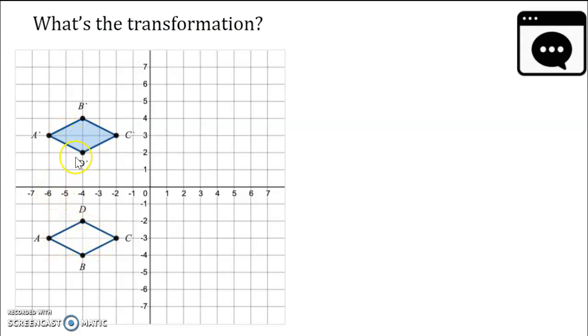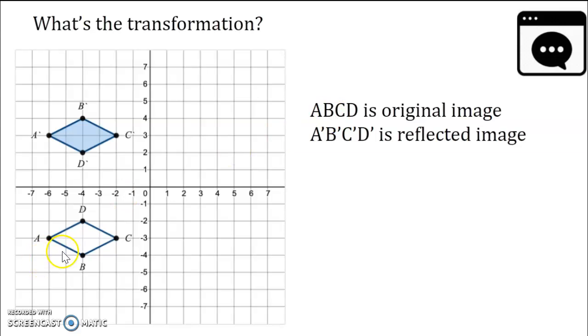Is that what happened? Well, if it just slid down, or slid up actually, because this is the origin, if it just slid up, the bottom diamond should be a B prime, not D prime. So it's not a translation, okay? A, B, C, D is the original image, A prime, B prime, C prime, D prime is the reflected image. It's a reflection because D is at the bottom here and D is at the top of this. D prime is at the bottom, D is at the top of this diamond.